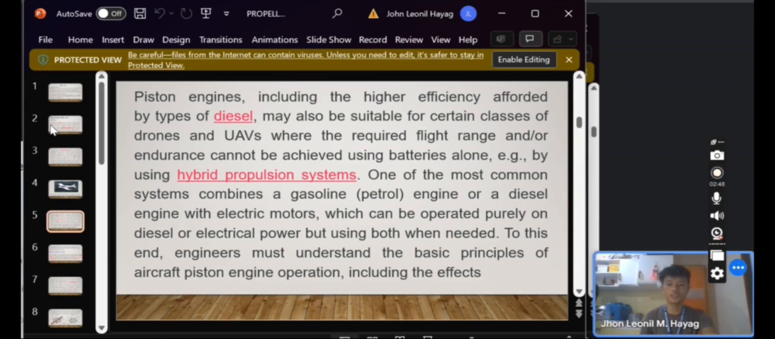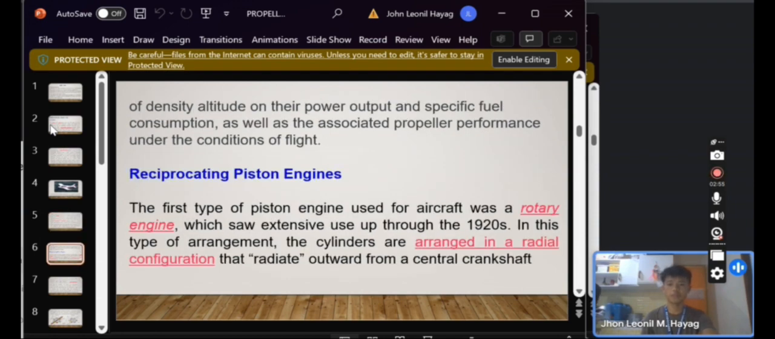To this end, engineers must understand the basic principles of aircraft piston engine operation, including the effects of density altitude on power output and specific fuel consumption, as well as the associated propeller performance under the conditions of flight.